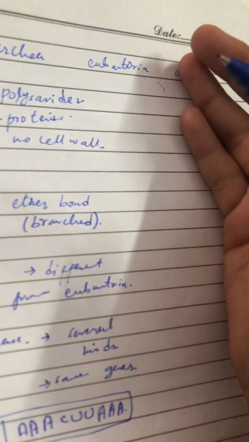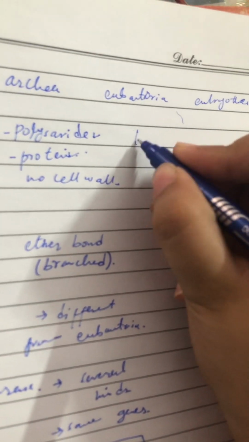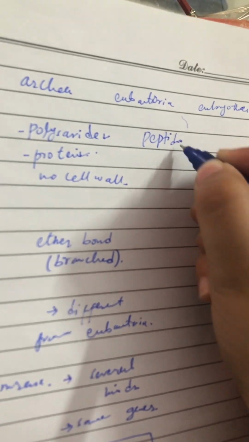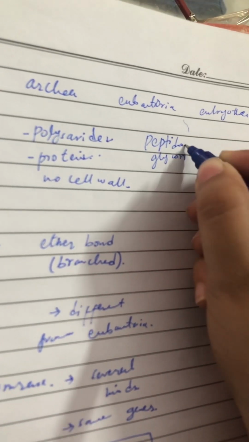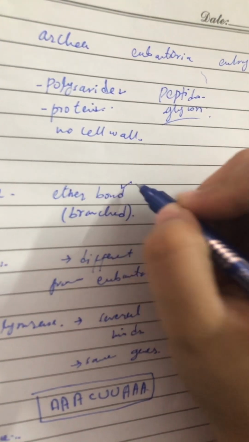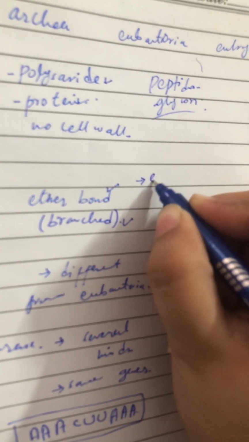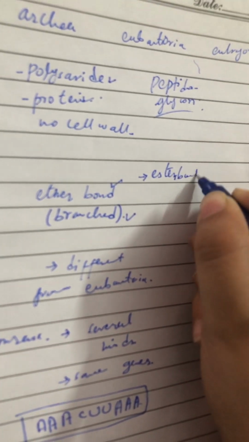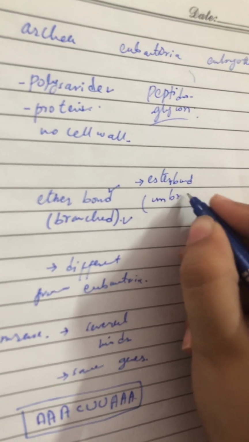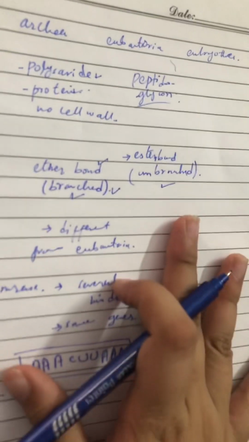Now if we talk about Eubacteria, the cell wall is made up of peptidoglycan. After that, the cell membrane: in Archea it was made up of the branched ether bond. In this, it is also made up of the ester bond, but it is unbranched. The only difference is that one is branched and this is unbranched.